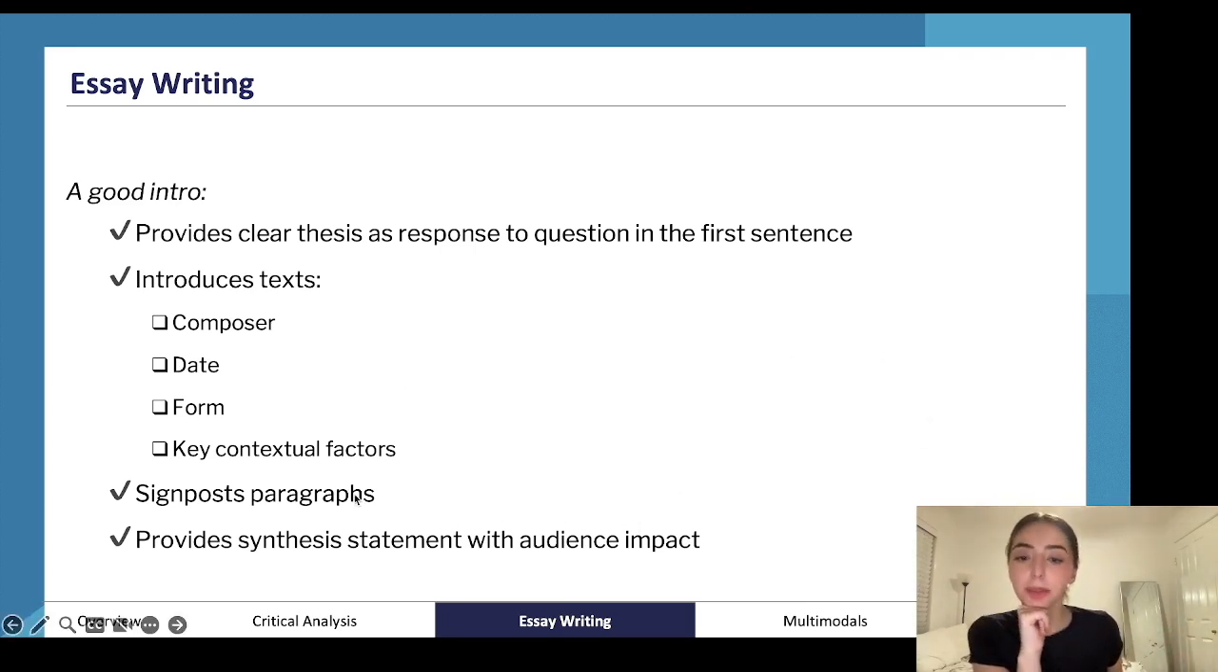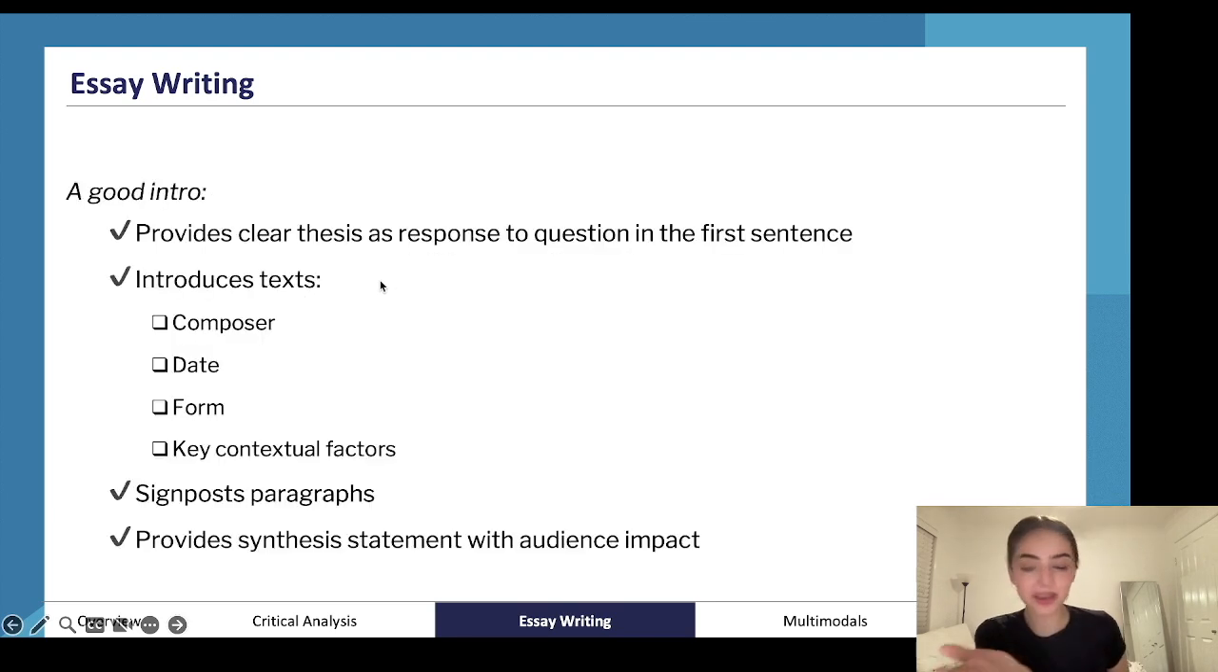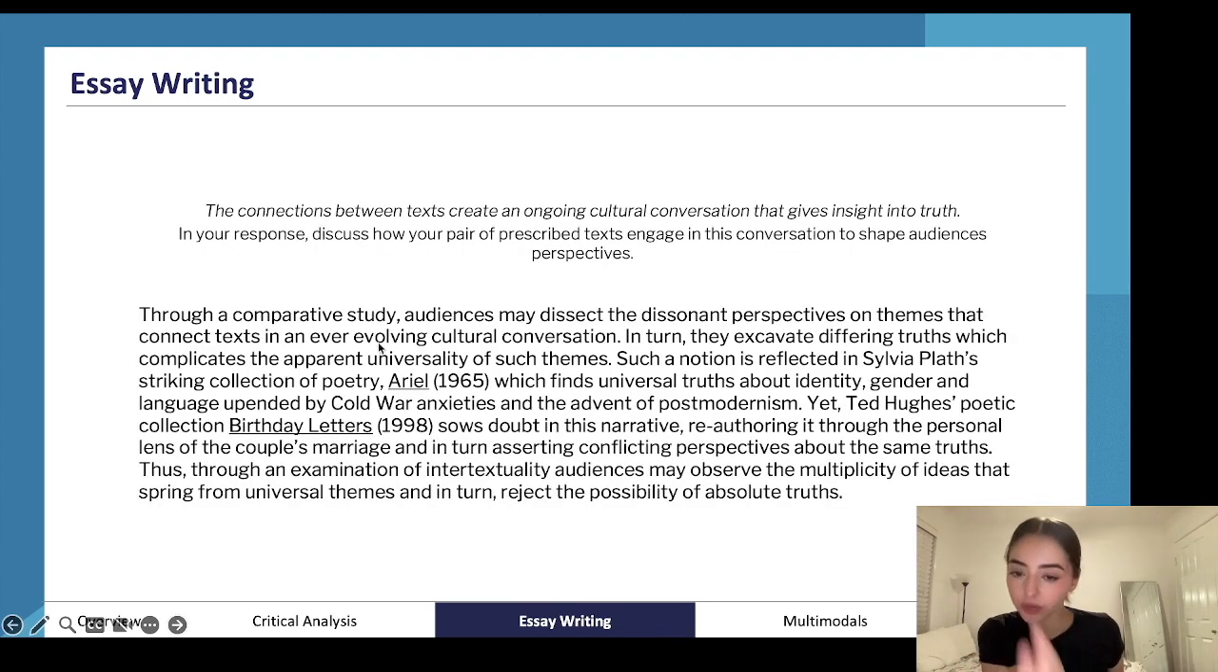You also want to signpost your paragraphs, and you also want to provide a synthesis statement with audience impact. Okay, so this is a sample introduction that basically does all these things, okay? We're not going to read it, but let's have a look at the question and the general elements that it follows from here. So the connections between texts create an ongoing cultural conversation that gives insight into truth.